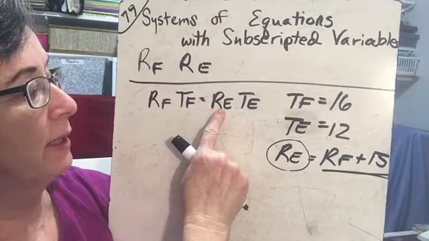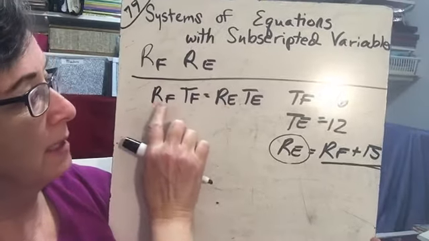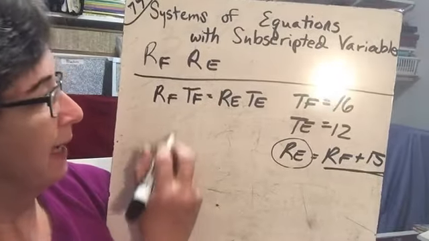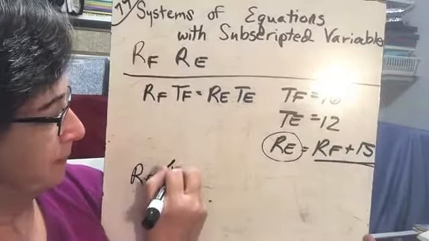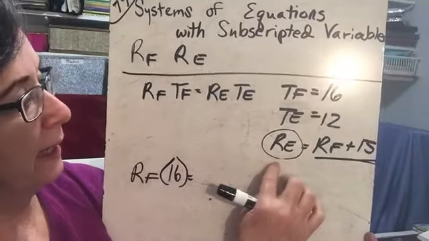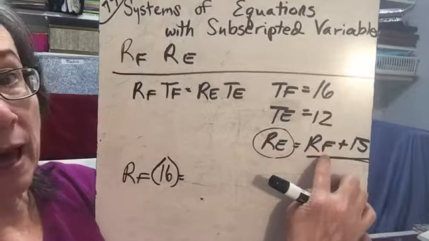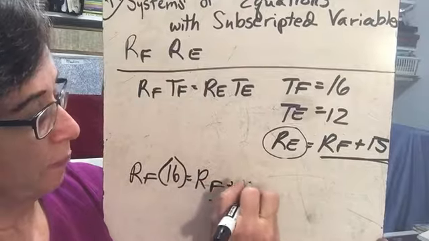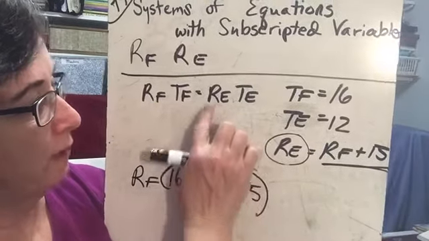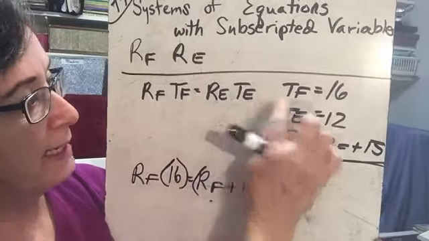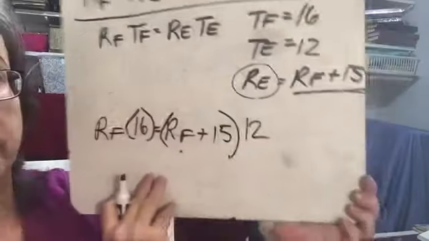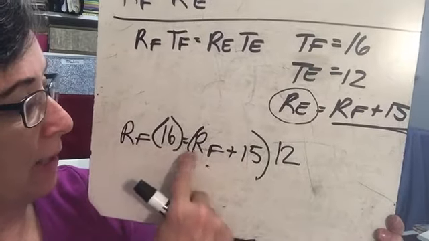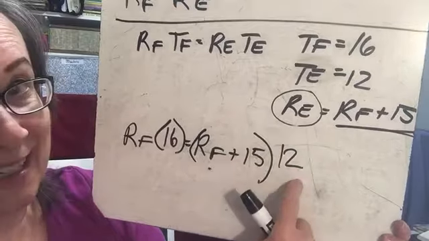So we're going to substitute the R sub E. So here we go. R sub F, we're going to keep. So R sub F times T sub F, which is 16. R sub E, we're going to substitute with R sub F plus 15. But I'm going to put that in a parenthesis so I don't forget that it's all together. T sub E is 12. Okay, so here's my equation. R sub F times 16 is equal to R sub F plus 15 times 12.